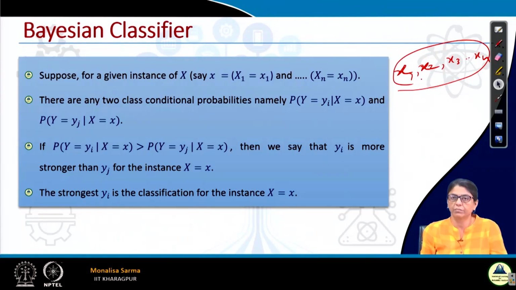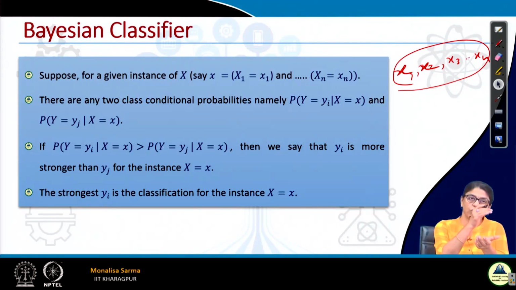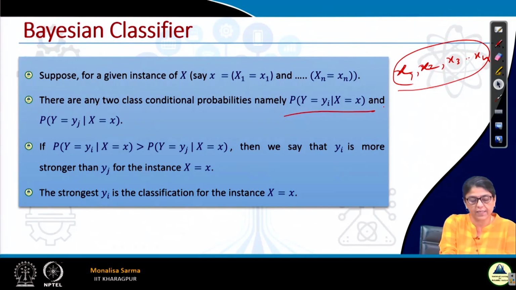In a Bayesian classifier, for this given instance, we find the probability that it falls in class 1 and the probability that it falls in class 2. If there are three classes, we find the probability that it falls in all three classes. Then we consider the class which has the highest probability. So we find probability of y equals yi given x, and probability of y equals yj given x. We find the class conditional probability for both classes.